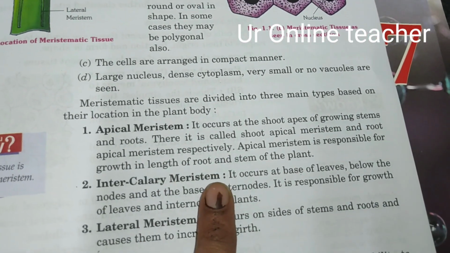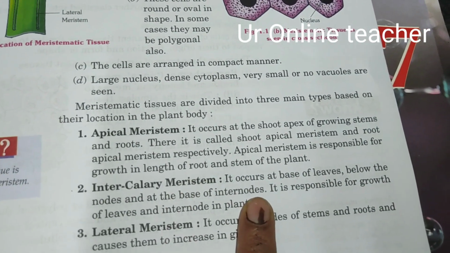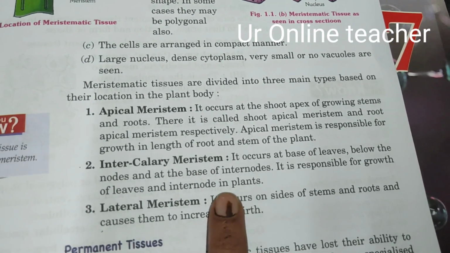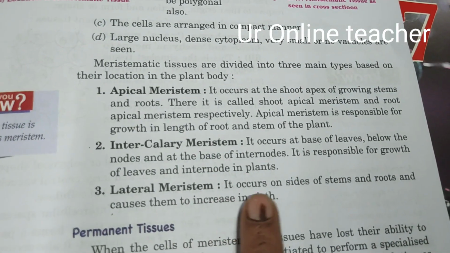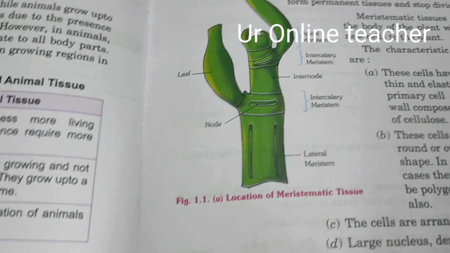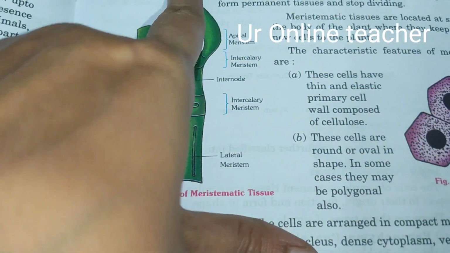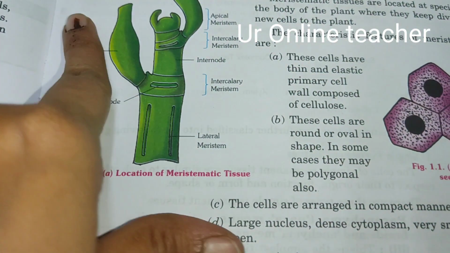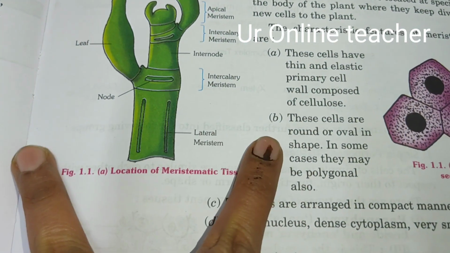Then intercalary meristem occurs at the base of the leaves, below the nodes and at the base of internodes. So it is also responsible for the growth of leaves and internodes in plants. Then lateral meristem occurs on the sides of the stems and roots and causes an increase in girth. Because it is present on the sides, it helps to increase the width. See here: apical meristem at the tips will help to increase the height. Then nodes and internodes will help to increase the branches and leaves. And lateral meristem, on the sides, will help so that the width will be increased.